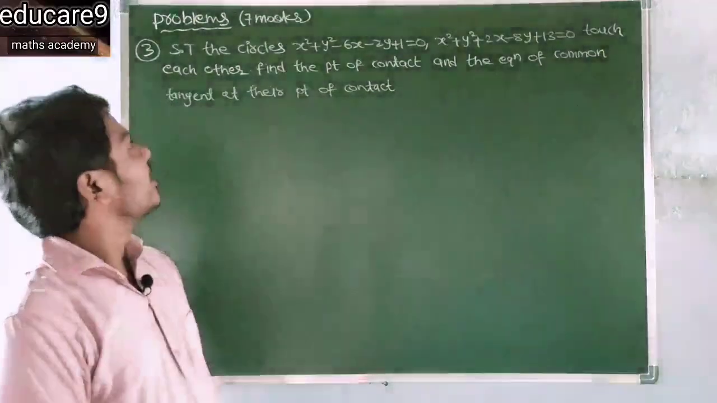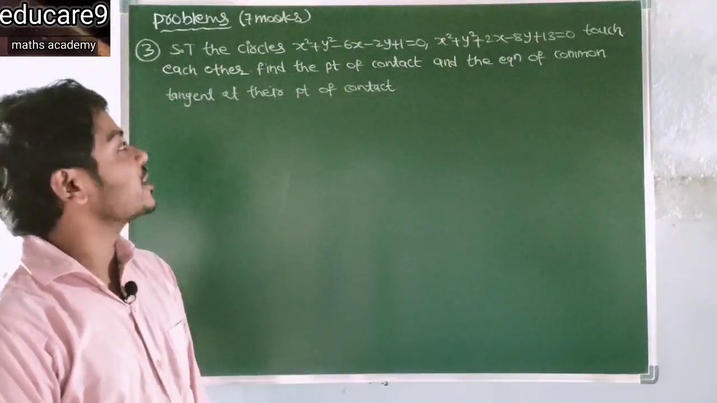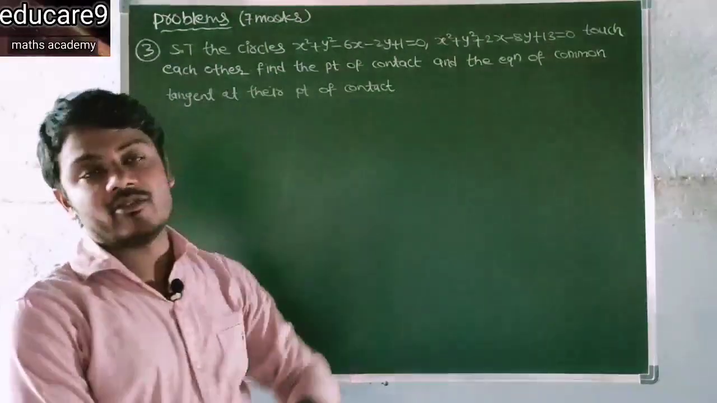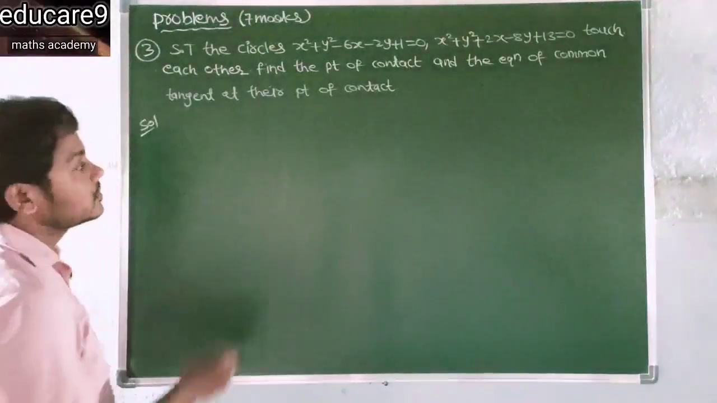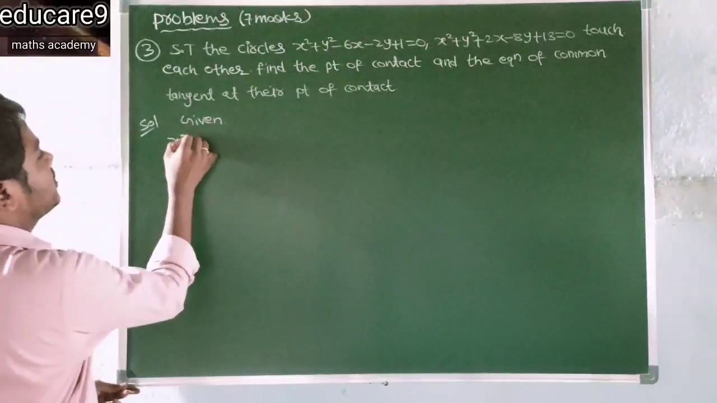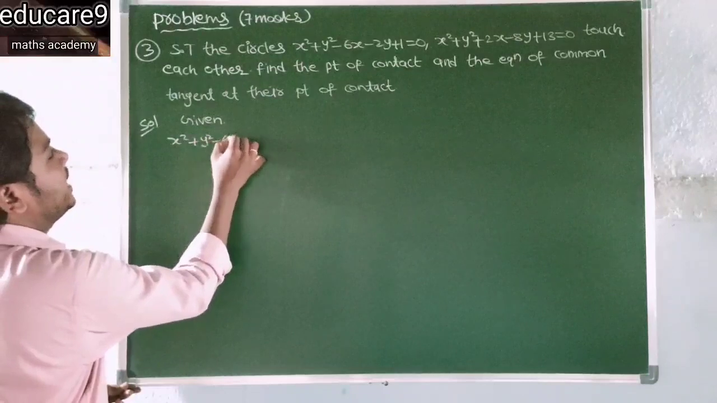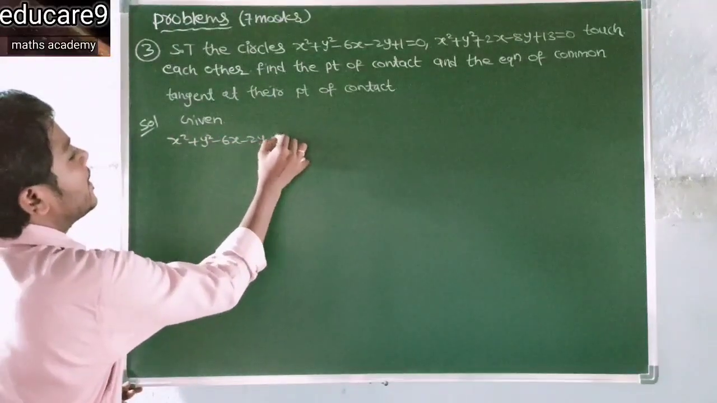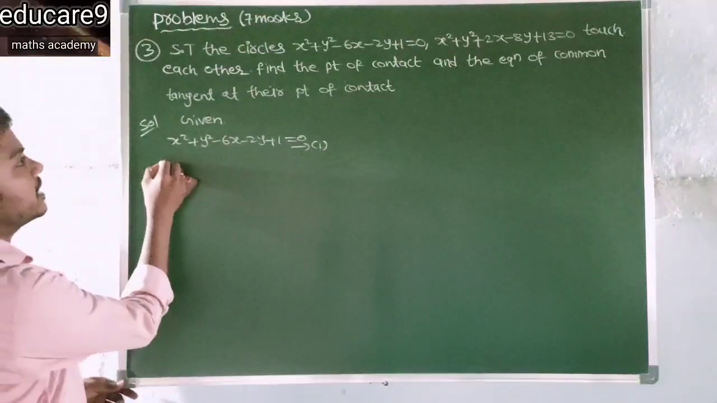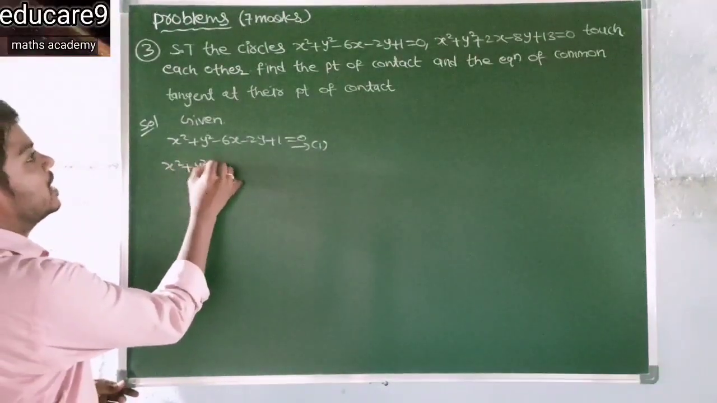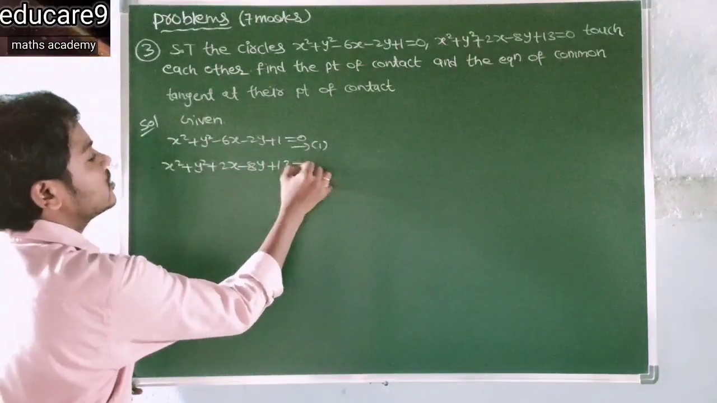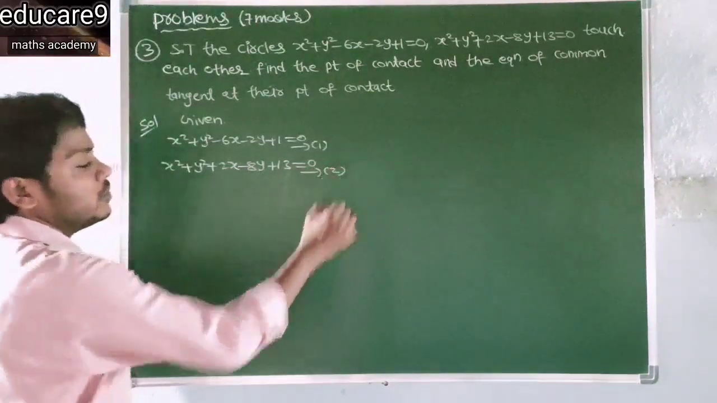So see the next one. Show that the circles touch each other. Find the point of contact and equation of common tangents. So given circles x square plus y square minus 6x minus 2y plus 1 is equal to 0. This is equation 1. And second circle x square plus y square plus 2x minus 8y plus 13 is equal to 0. This is equation 2.